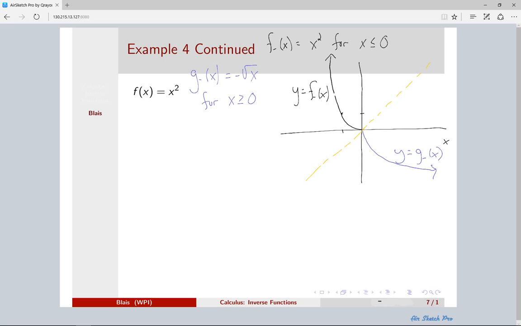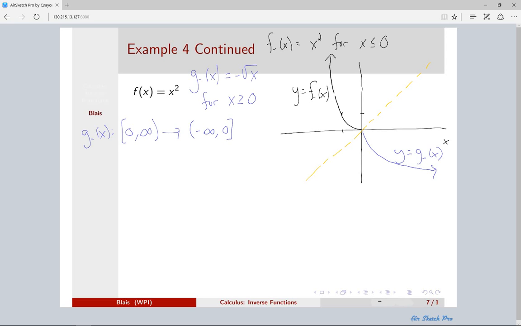So check again the domains. So this g minus takes, what's the domain of this? It takes non-negative x values and maps them to values that are less than or equal to 0. So it maps them to minus infinity to 0.